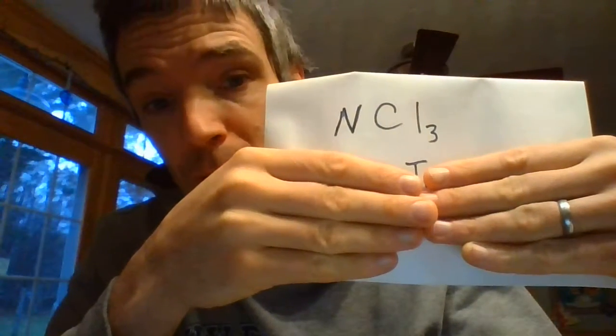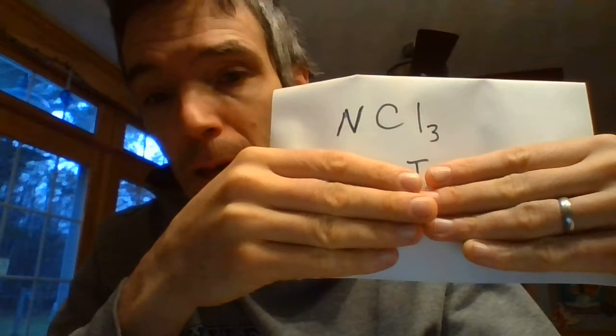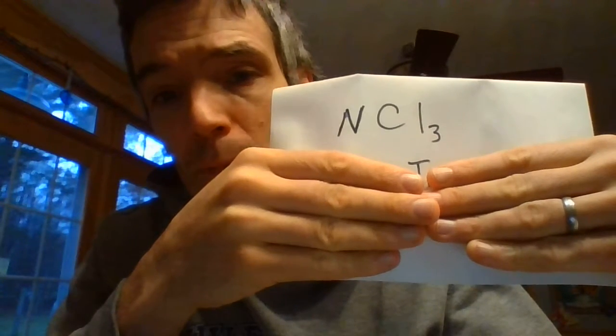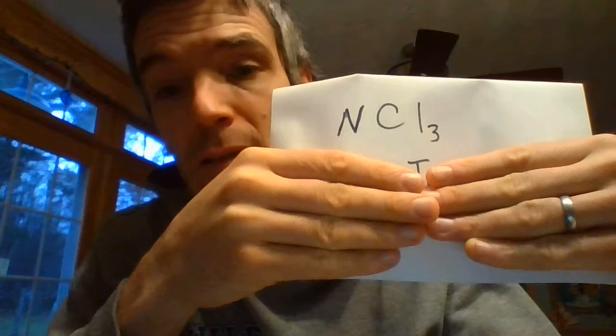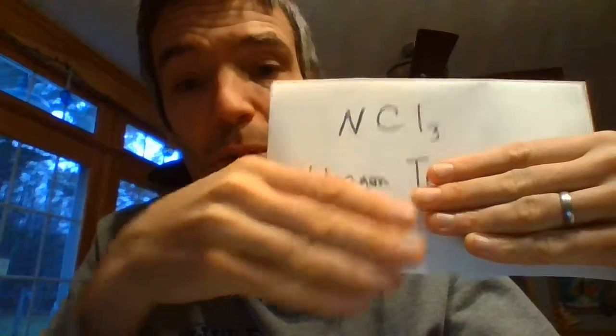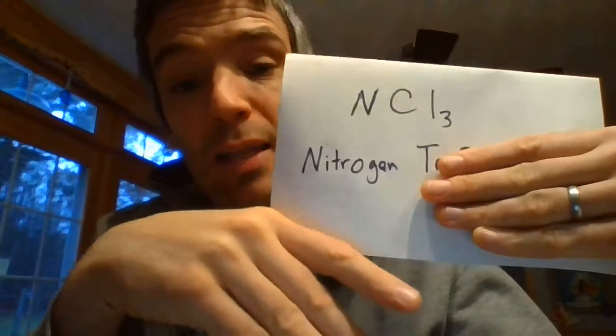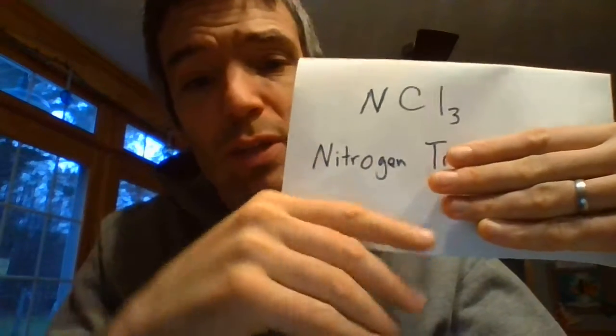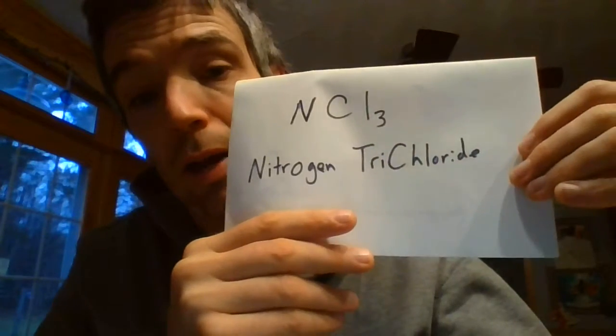So, NCl3, that's nitrogen, and when the first element is a single element, you drop the mono. It's understood that it's going to be a single element if you just say the term, so it's nitrogen. It's not mononitrogen, it's just nitrogen, and then it's trichloride.